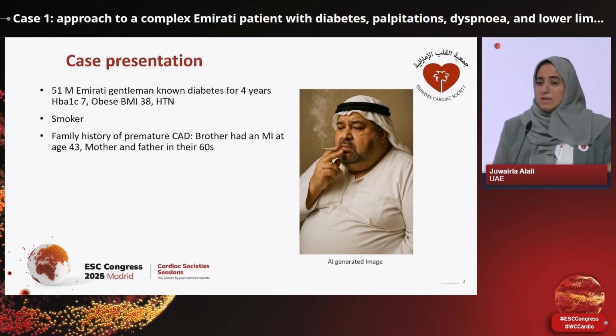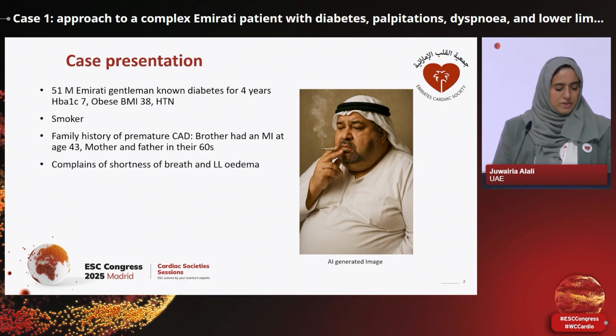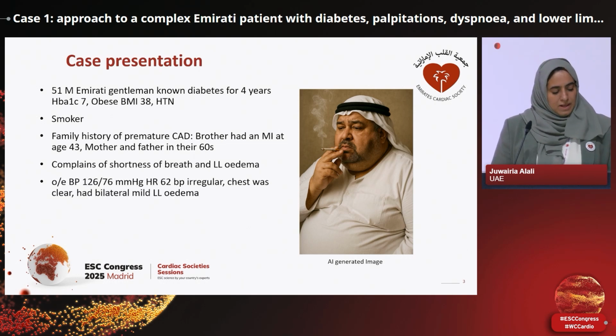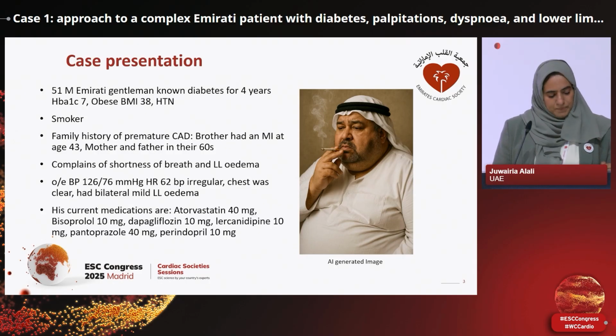And this is also not unusual for the area. We have a lot of patients who have family history of premature coronary disease. So he came in complaining of shortness of breath and lower limb edema. And on examination, his blood pressure was reasonably controlled, 126/76. His heart rate was 62. So rate controlled, but it was irregular. And his chest was clear, but he had bilateral lower limb edema.